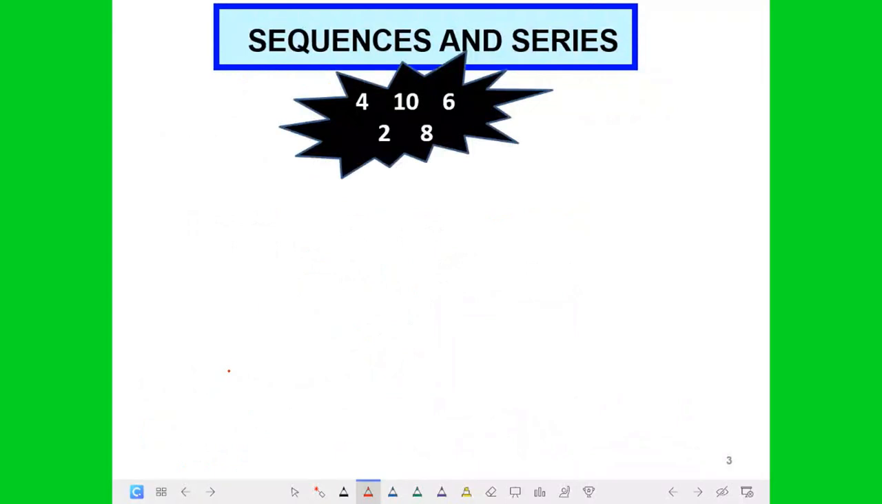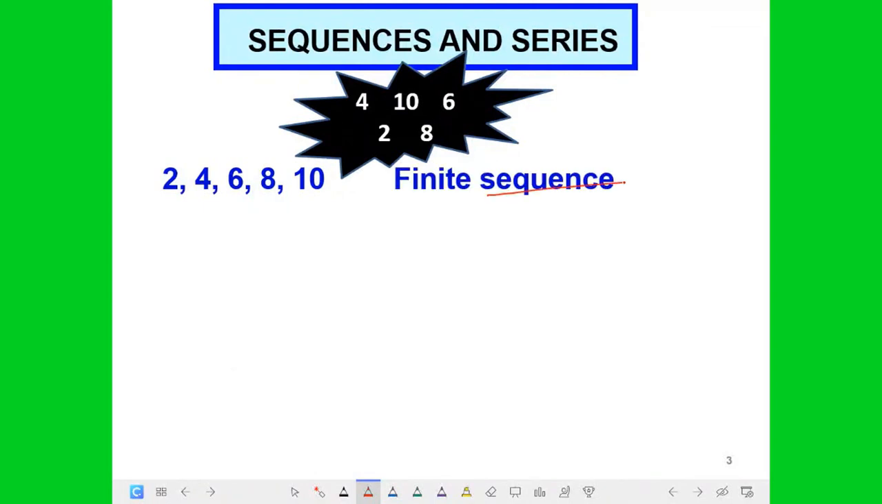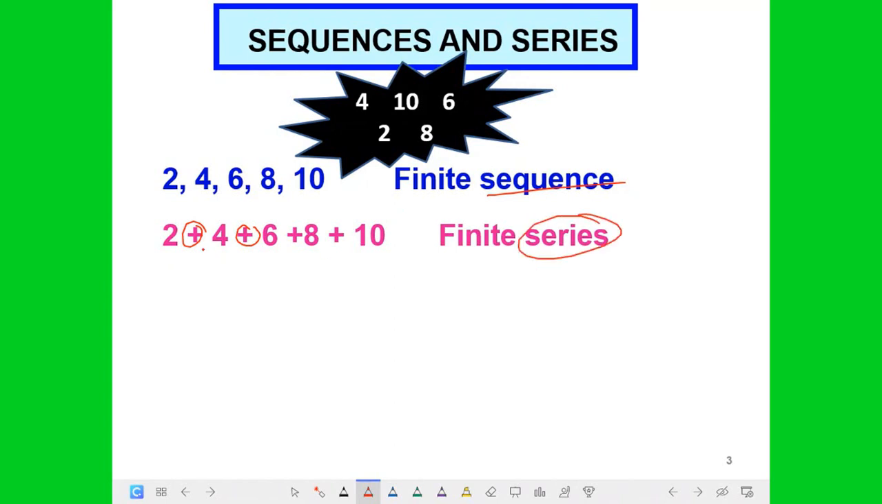Sequence and series. Given 2, 4, 6, 8, 10, this is called a finite sequence. When it is 2 plus 4 plus 6 plus 8, this is called a finite series. A series must have a plus. If it is a sequence, it has no plus, just commas. Finite means that it has an nth term. We know the nth term, so we call it a finite series.